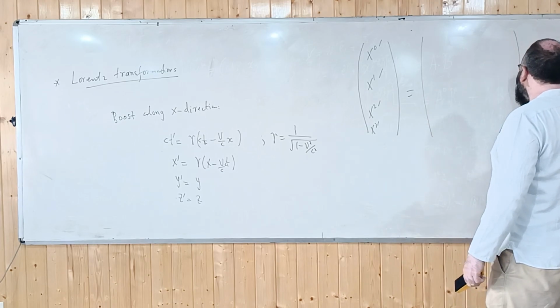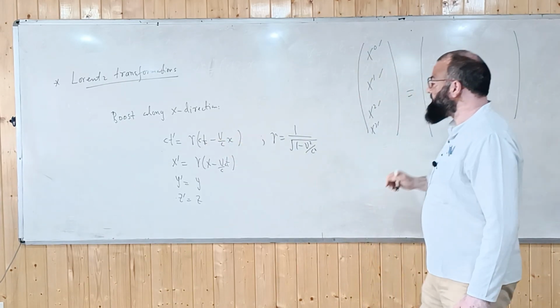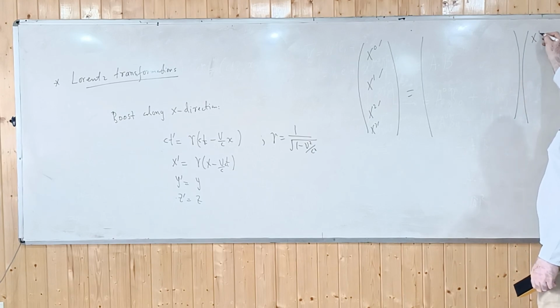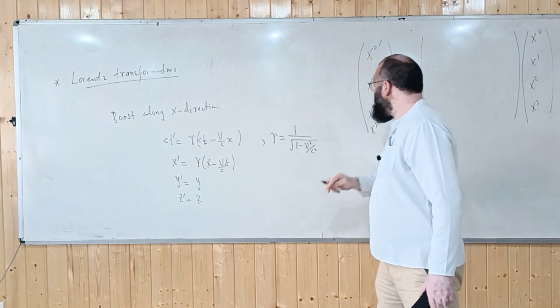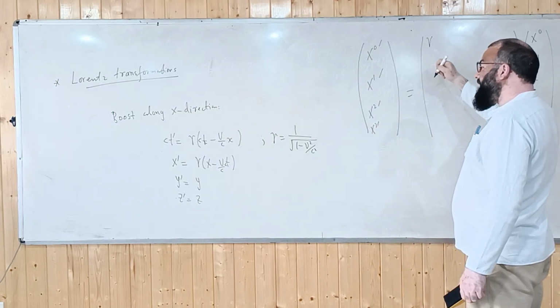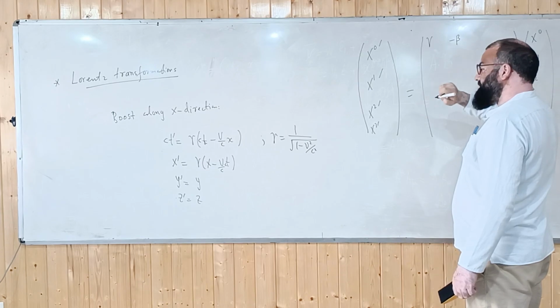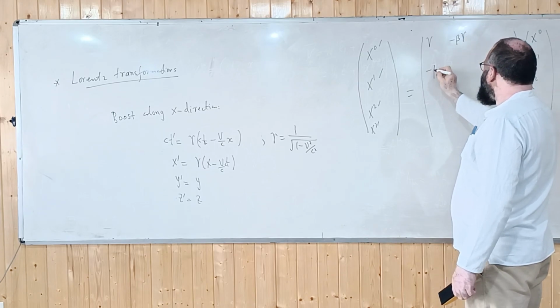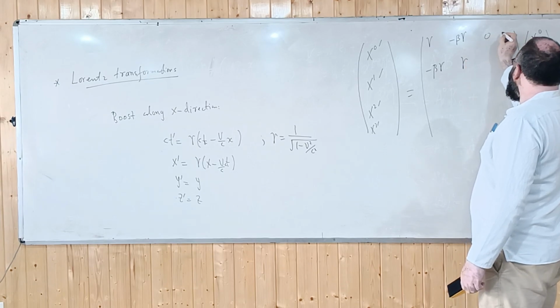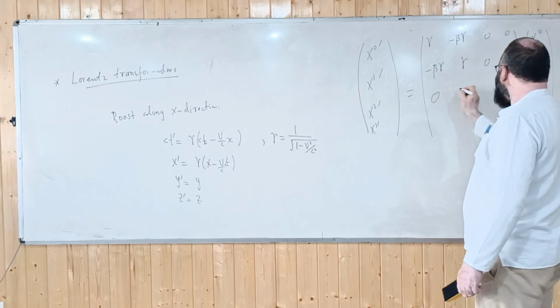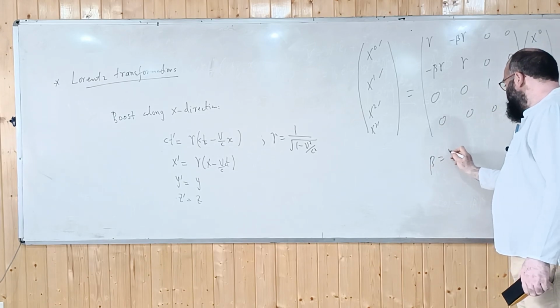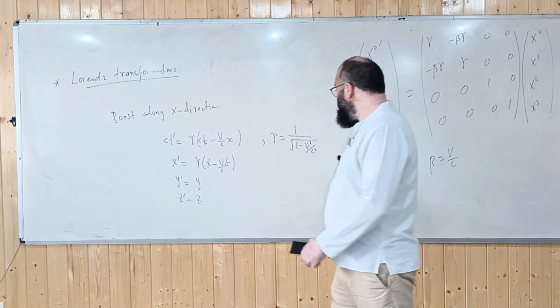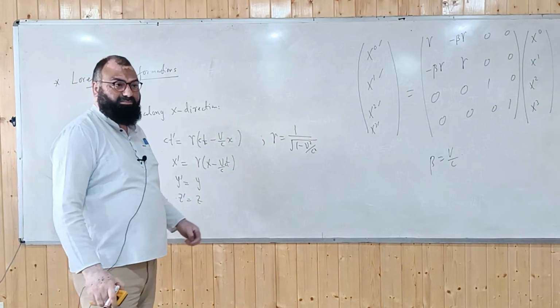So let's write it in the matrix form. What is it multiplying? Ct. Ct is our x naught. Then you are having x1, x2, and x3. So what is multiplying Ct? It's gamma. So it will be simply gamma. Then you are having minus V by C. So let me write that as minus beta gamma. So this will be gamma, minus beta gamma, 0, 0, then minus beta gamma, gamma, 0, 0, then 0, 0, 1, 0, and 0, 0, 0, 1. What is our beta? V by C. Clear? So now if you see, there is actually a matrix structure.